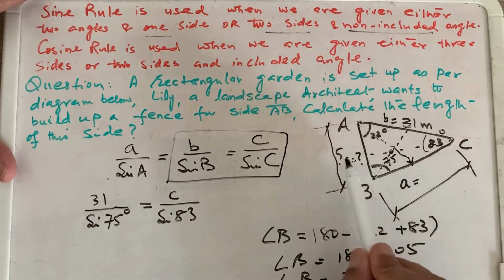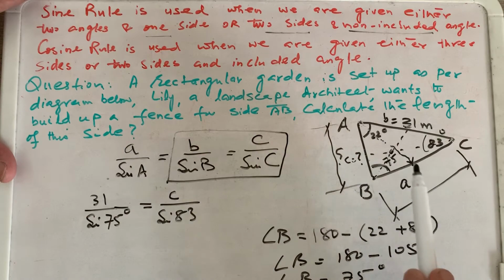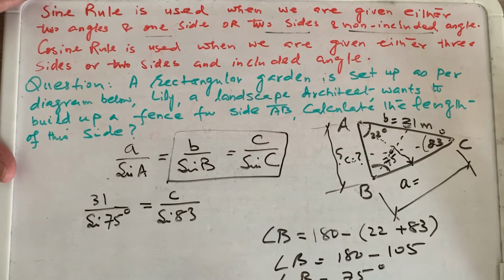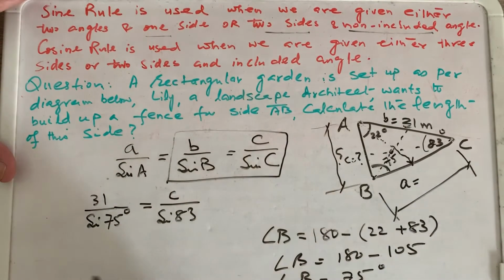So which side is c? Opposite to the angle C. Which side is a? Opposite to the angle A. Which side is b? Opposite to the angle B. This needs to be figured out correctly, right? And this is the basic of this formula or this triangle, right? So now we have this and we need to find out c.